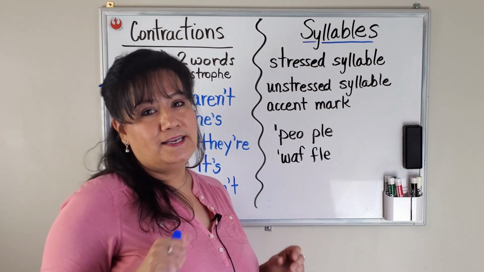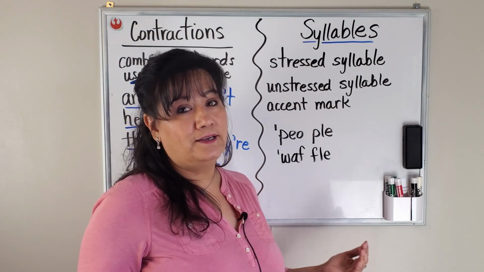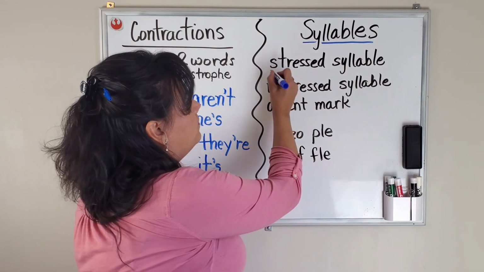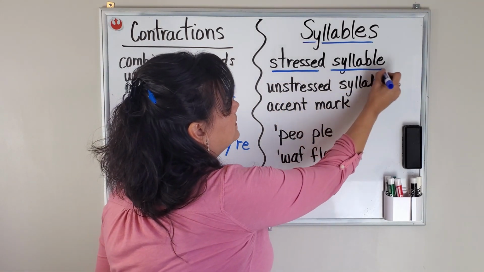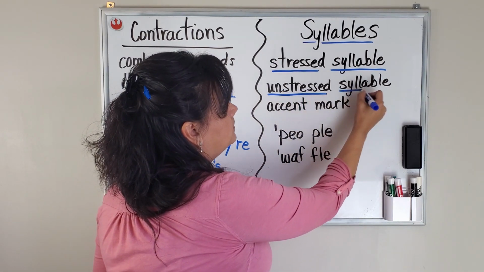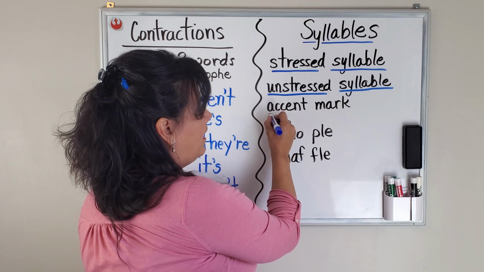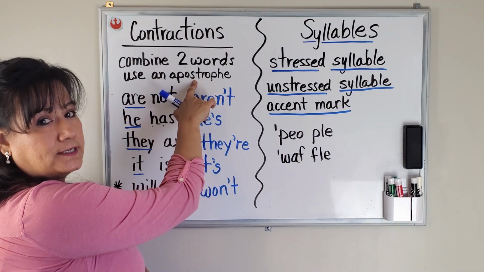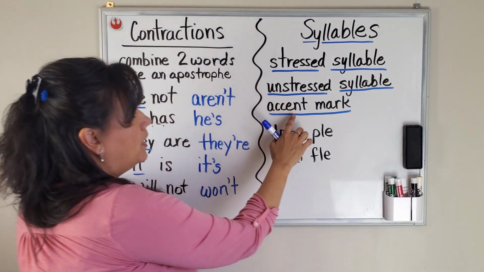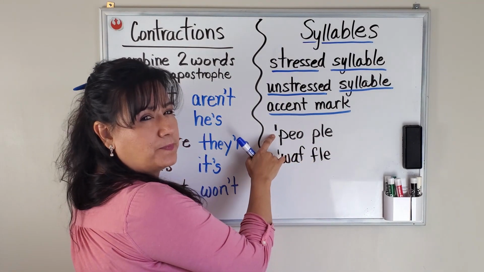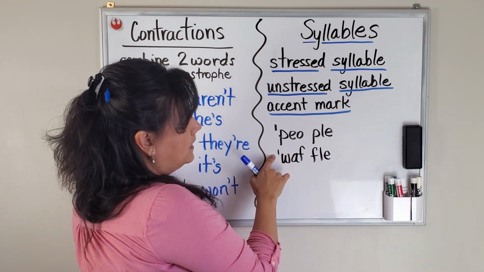So this week in your spelling, you're going to see some definitions. The first one is a stress syllable, and the opposite of that is the unstressed syllable. And then we have a new mark, just like the apostrophe is a punctuation mark. An accent mark is also a punctuation mark. And in our spelling, it looks like this.